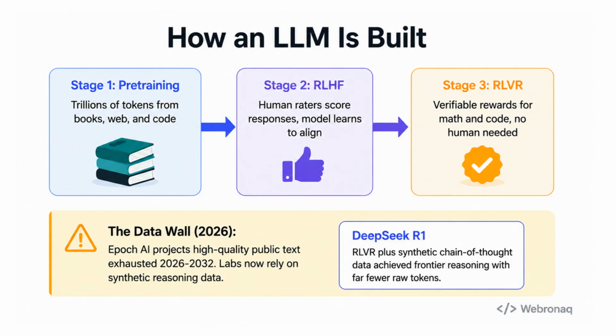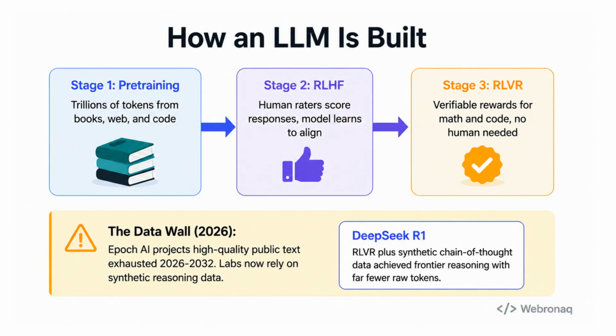Then comes alignment. In RLHF, which stands for reinforcement learning from human feedback, human raters score the model's responses, and the model updates toward answers people prefer. A newer technique, RLVR, or reinforcement learning with verifiable rewards, skips human raters entirely for tasks like math and code, because you can check the answer automatically.